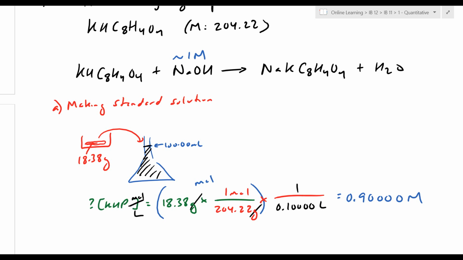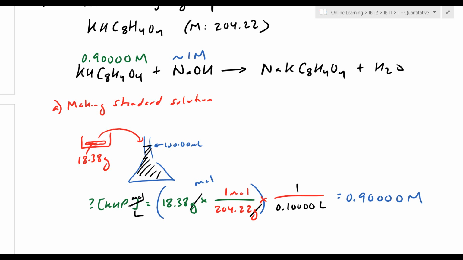Now what we have here is I have a standard solution. I know this concentration really well. I know it's exactly 0.9000. If you keep going in the decimals, there's some digits as well. But at least already to 5 sig figs, I know the concentration really well.